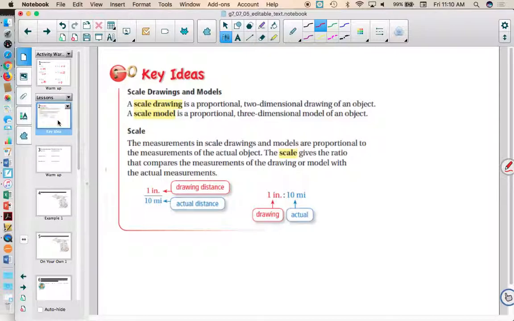All right. The scale is the measurements in the scale drawings and models are proportional to the measurements of the actual object. The scale gives a ratio that compares the measurements of a drawing or the model to the actual measurements. It's nothing more than comparing two quantities. Okay? We've done a lot of it all year long. Not just right now.